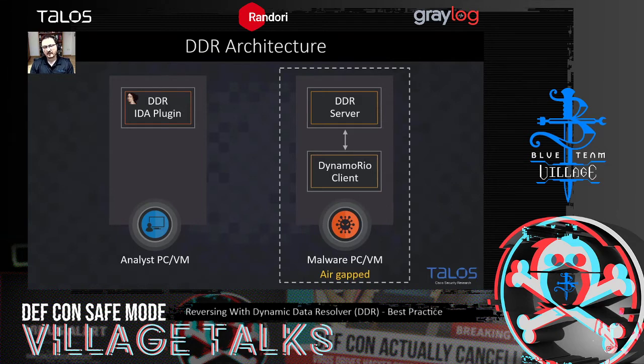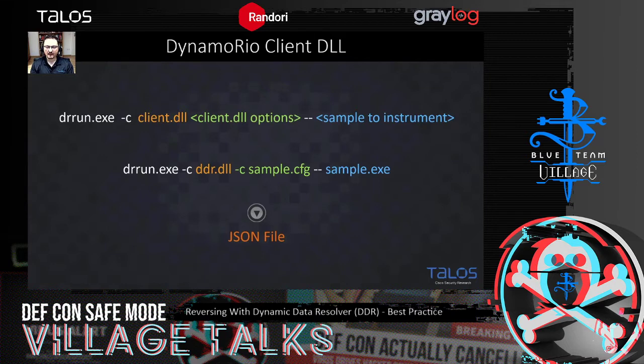So in the end, the DDR server script is just executing this command line tool to inject the DDR DLL into the sample. The DDR DLL is the engine which does all the analysis, saving all the traces and the registers and so on. And if you run this command line tool via drrun -c client DLL and the sample to instrument, you will get a JSON file back. Or actually you get two JSON files back, one for the instruction trace and one for the API trace.